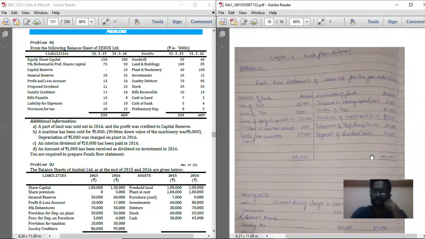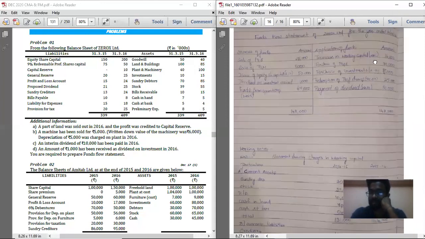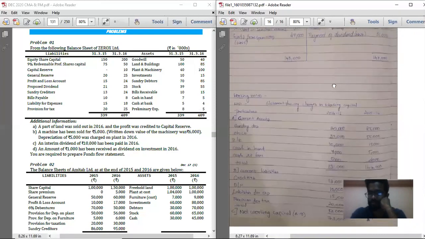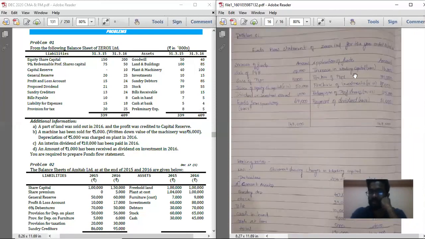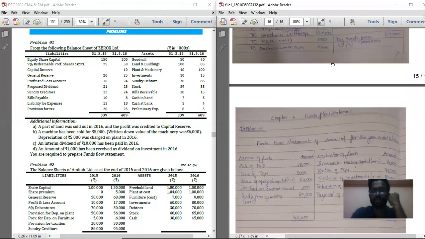So come to the primary statement, that is the fund flow statement. Below application of funds, record increase in working capital, within bracket working note number 1. In the amount column, record 16,000. So next, moving on to the next working note.